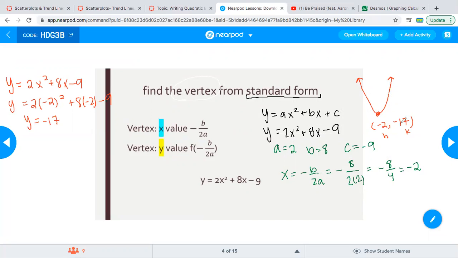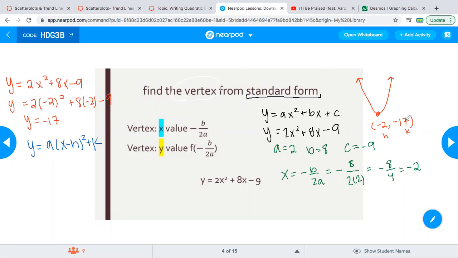So here's my vertex, negative 2, negative 17. Now here's my question. Here's my challenge. Can someone, from this information, figure out the equation in vertex form? It doesn't require any solving. It requires understanding your information. If I know my vertex is at negative 2, negative 17.